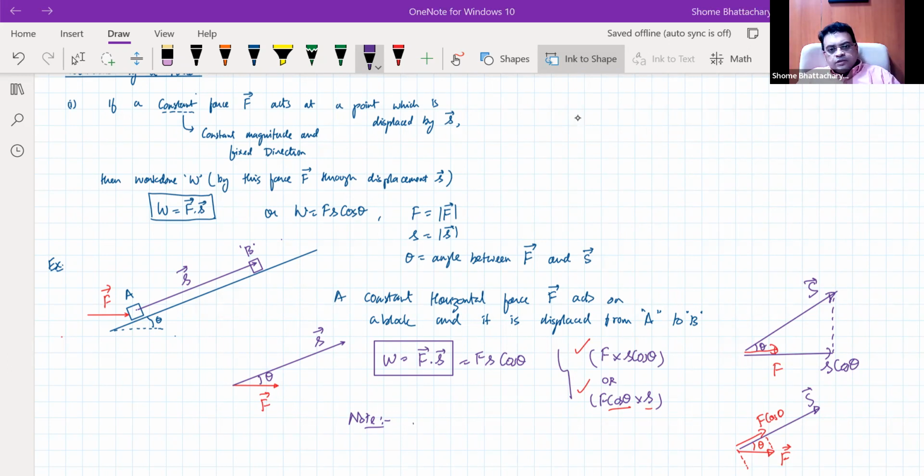Okay, so the SI unit of work done is joules. One joule is equal to 1 Newton meter. The dimension of the quantity work done is the same as the dimension of force into displacement. So it is ML squared T to the power minus 2.